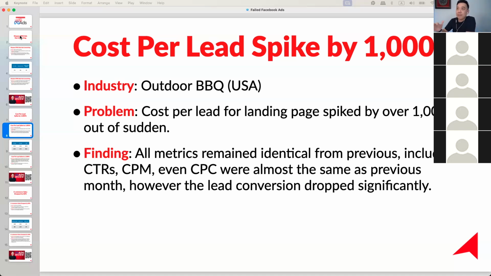And the CPM usually covers the objective and the audience targeting. If the CPM is also very identical to previous weeks or months, that means the campaign is in a very stabilized state. But the problem here is you are not getting the leads that you are supposed to get, and the cost per lead went up by more than 1,000%. So what really happened? This is a campaign that we had to dive into from various angles.